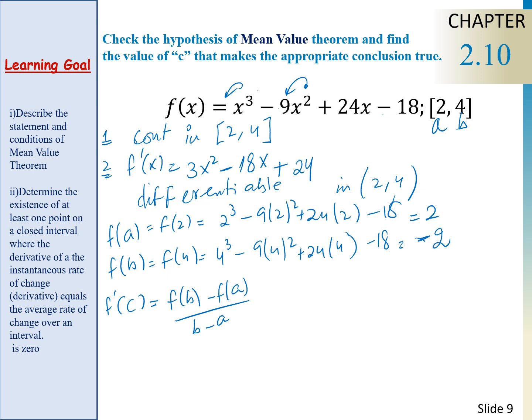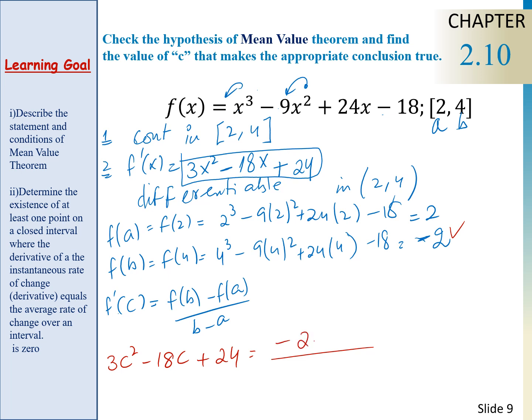Okay, so now f prime c. So here is the derivative. Just replace the x by the c and write it down. So 3c squared minus 18c plus 24 equals f of b, that is negative 2, minus f of a, which is 2, over b, that is 4, minus a, which is 2. Minus 4 divided by 2 gives us negative 2.